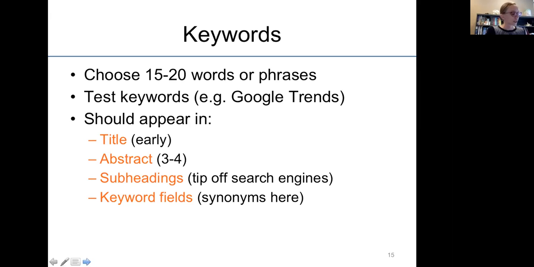And then in your keyword field, which is where you'll actually just write out your list of keywords for your paper, you can include the same keywords that you had in your title, your abstract, subheadings, and then any other synonyms that you think would be relevant in that keyword field.